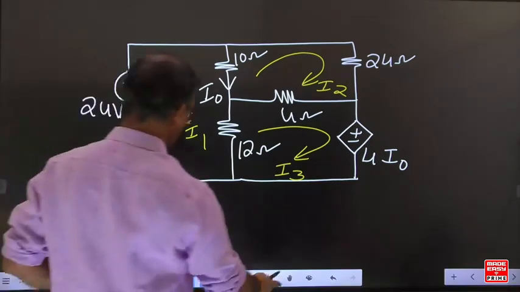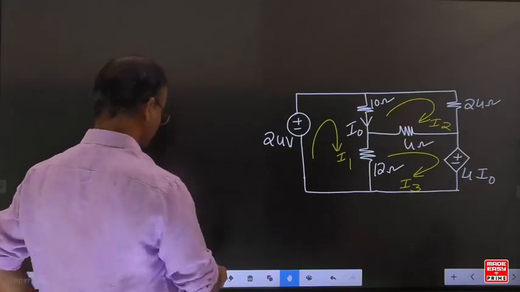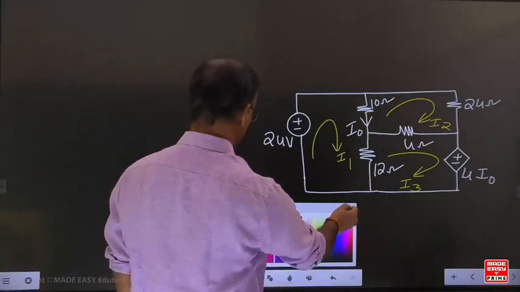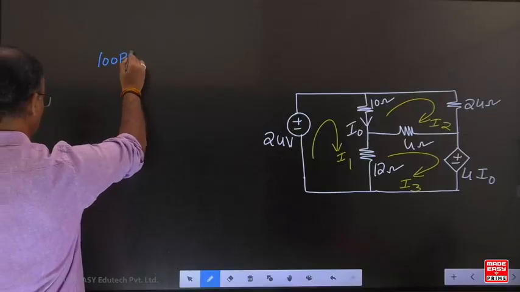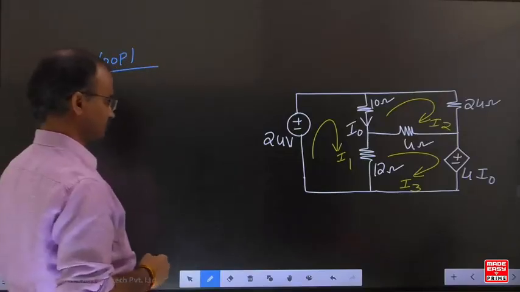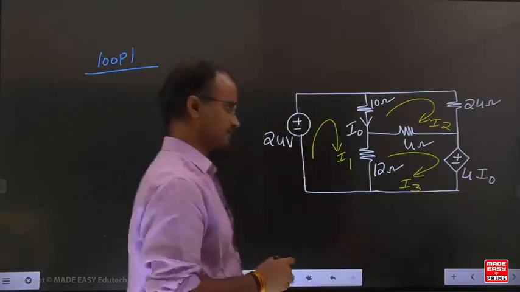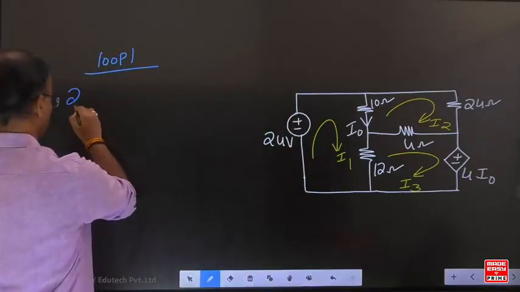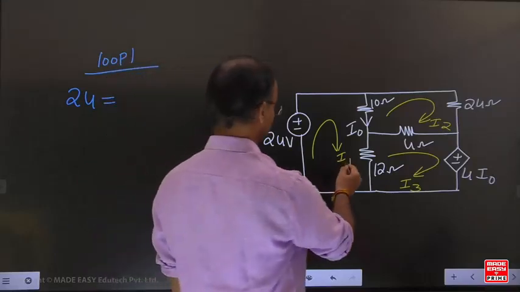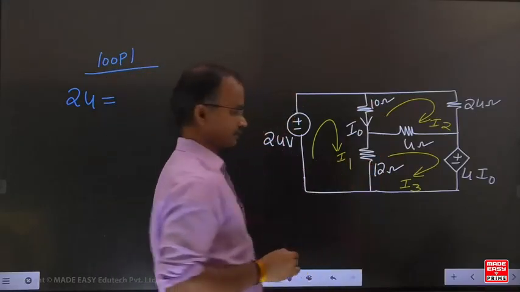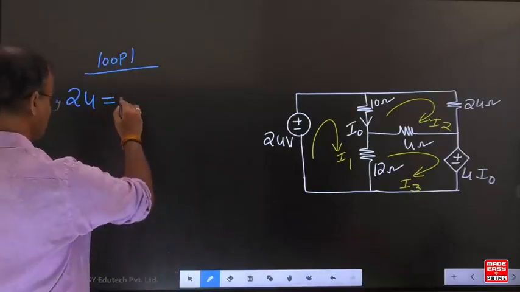Okay. Now let's check it out. Now for this example, come to loop 1. For this loop 1, lower potential to higher potential is a voltage rise, 24. This I1 current circulates the 10 and the 12. What is the total resistance? How much? 22.